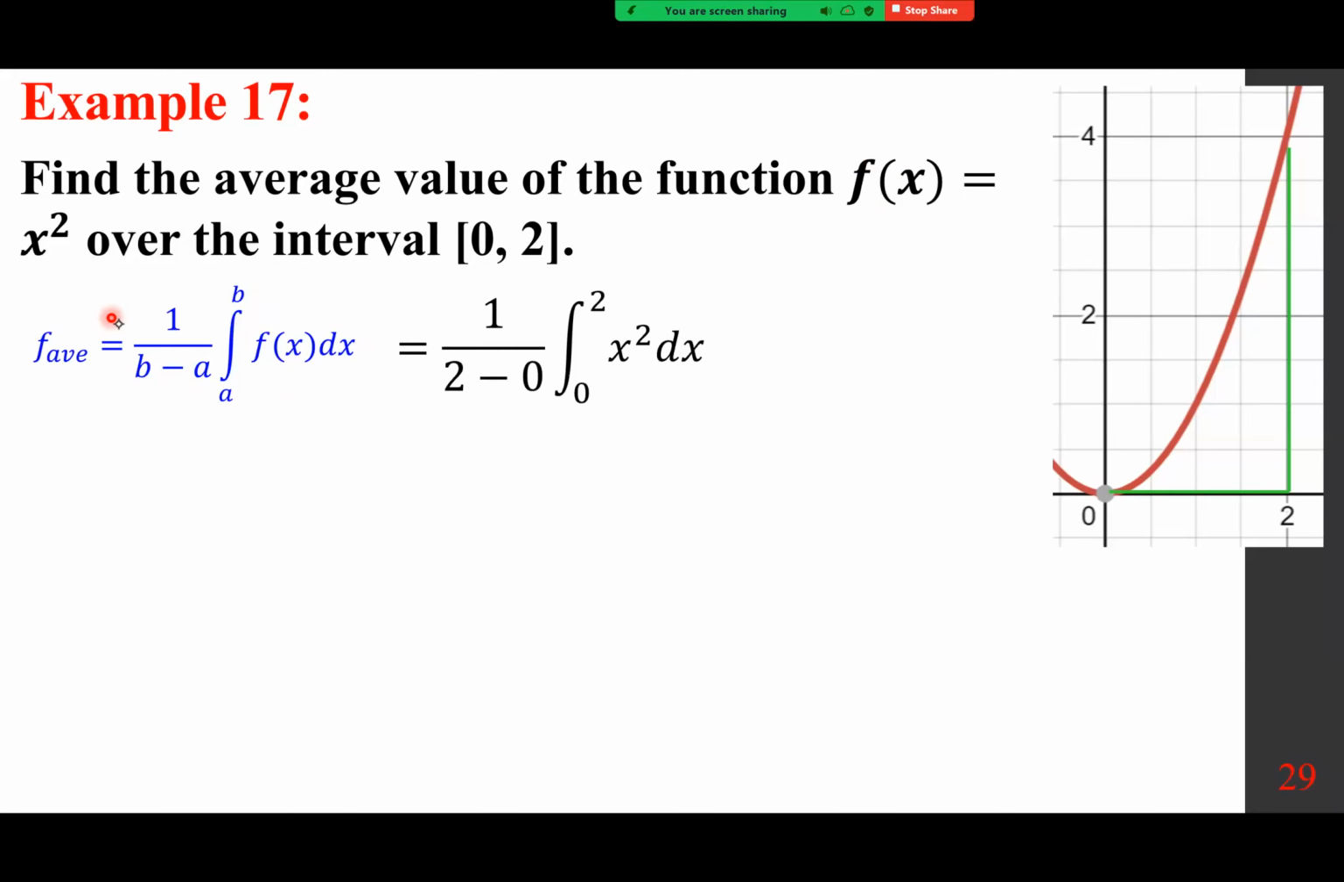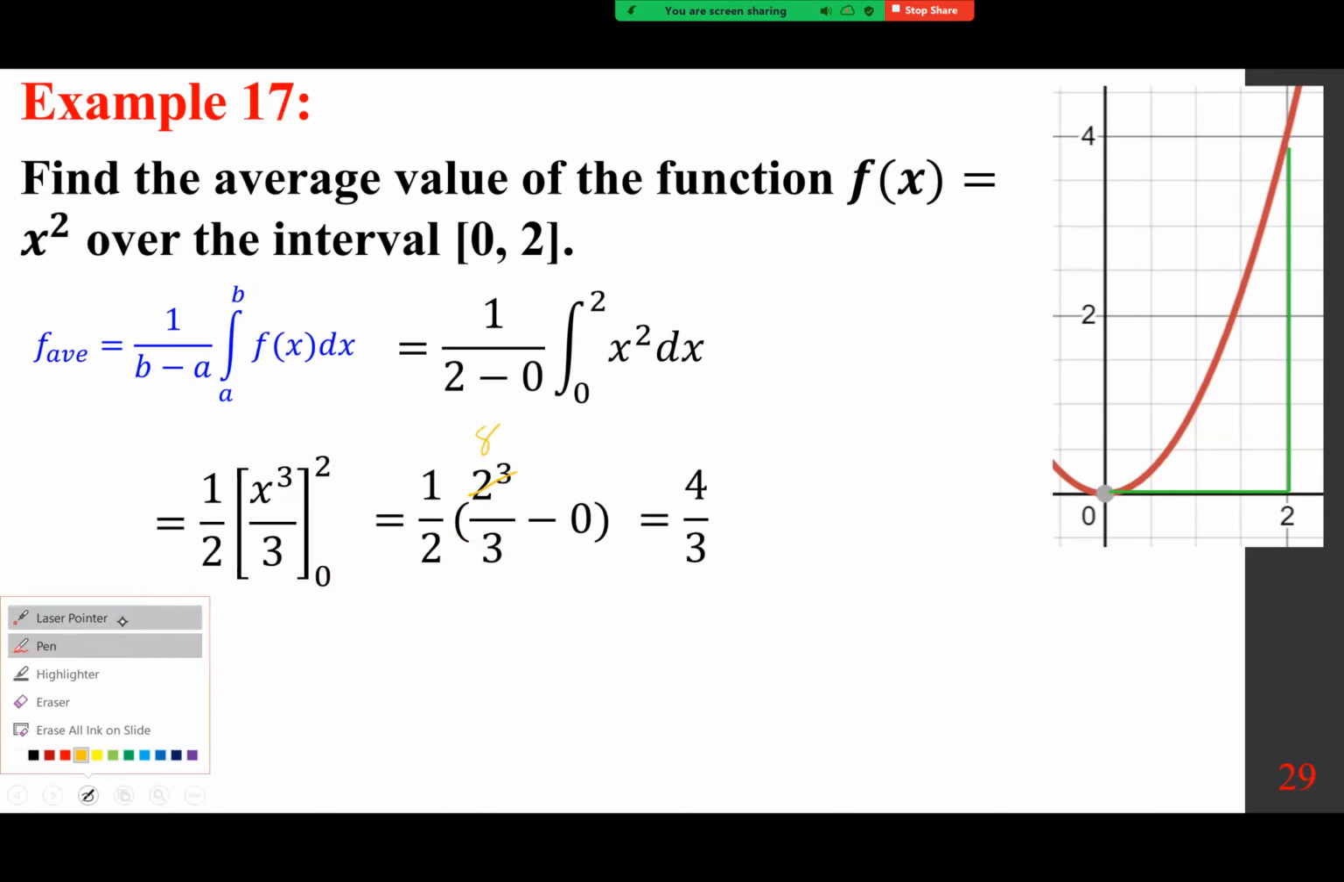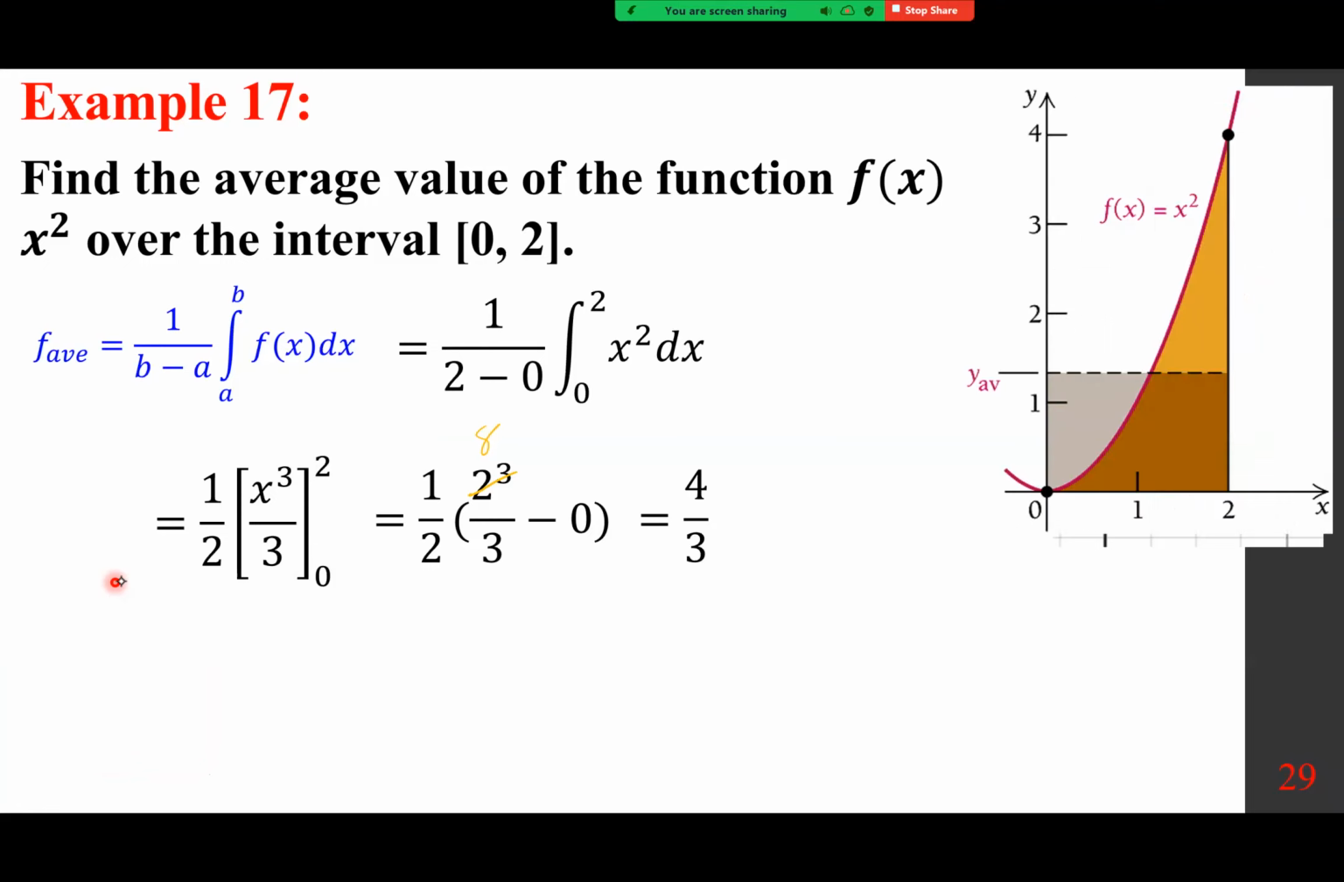Just simply plug in. This gives you 1/3 x cubed. 1/2 and 1/3 is 1/6, or you just write 2 cubed. 0 doesn't do anything. So 2 cubed over 3, and that makes it 8 times 1 is 8, 3 times 2 is 6, 8 over 6 or 4/3. This is 8, everybody. So f average is 4/3.